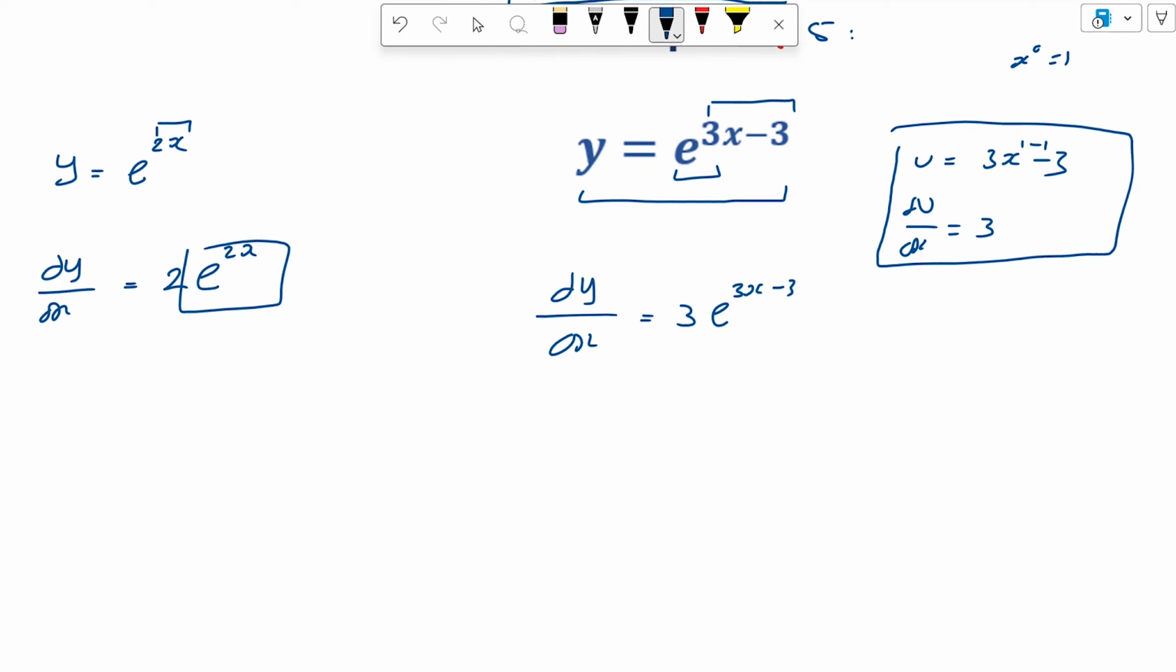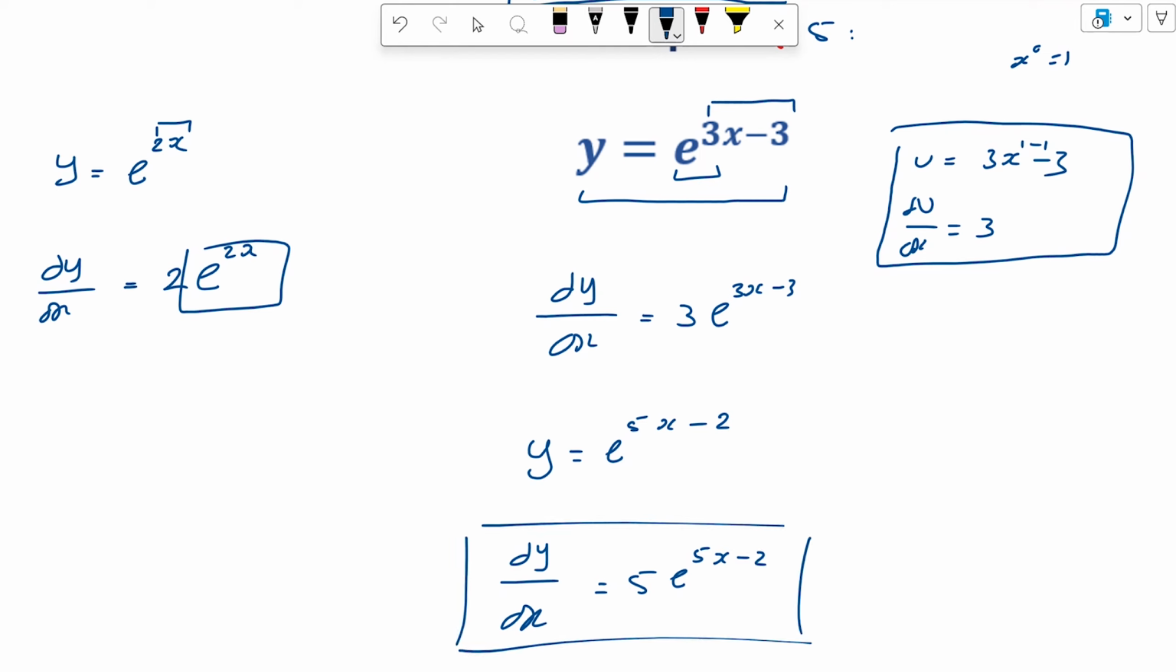So let's try one without me doing all of that. Y is equal to e raised to, I don't know, 5x minus 2. dy over dx is equal to, the differentiation of this is going to be 5. So 5e^(5x minus 2). That's your answer.